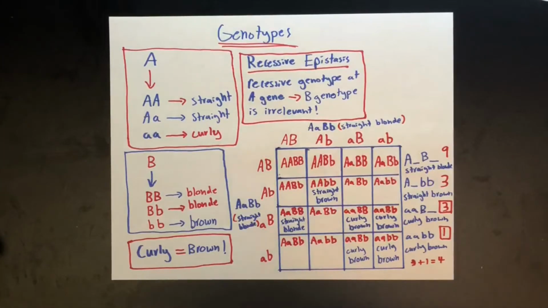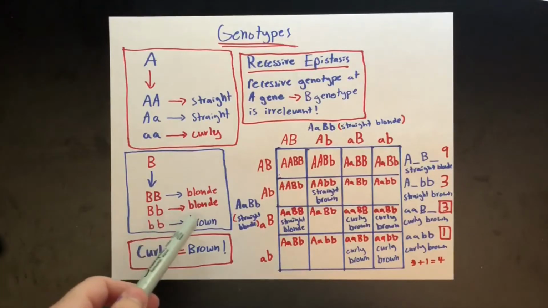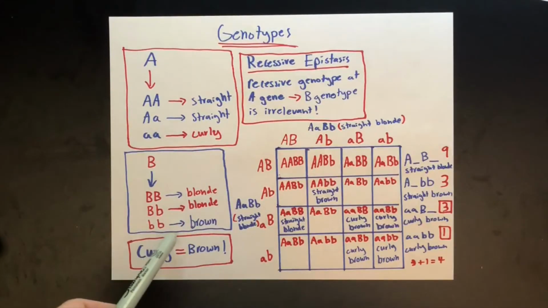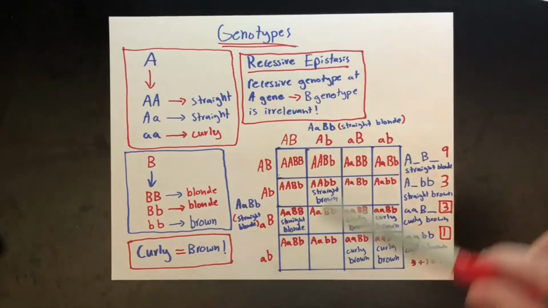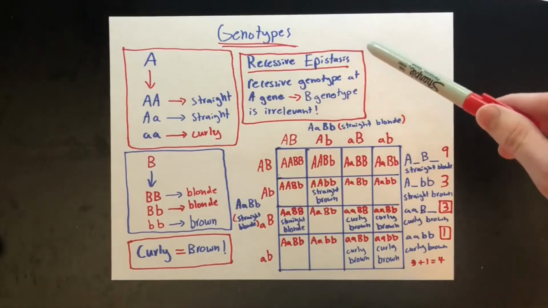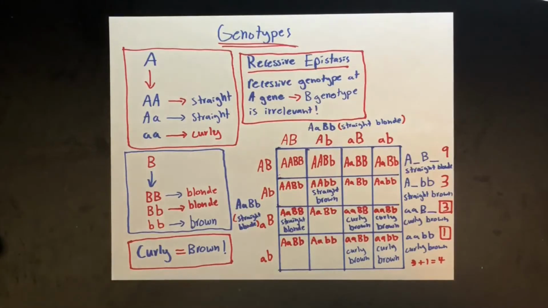The B gene will work in the exact same fashion. Capital B, capital B will produce blonde hair, capital B, lowercase b will produce blonde hair also, and lowercase b, lowercase b will produce brown hair. But remember, the epistasis is affecting hair color in this example. So if a person has the lowercase a, lowercase a genotype, they will always have brown hair regardless of the genotype for the B gene. So the curly hair will always equal brown hair. So this type of epistasis is called recessive epistasis. And that's because if the A gene has a recessive genotype, then the B gene's genotype will not matter for determining the person's hair color.